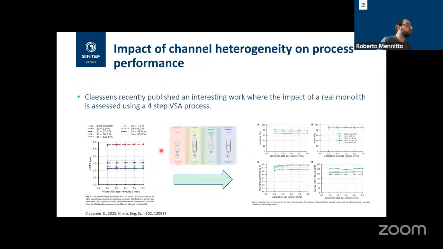So, to conclude the survey on real monoliths, there is a nice paper that came out recently from Claessens that investigated not only the effect of a real monolith on HTTP, we have already seen it from Schisel, of course, but investigated the effect of a real monolith, for instance, on a simple 4-step VSA process. And he noticed that a real monolith would always worsen the key performance indicators of the system, like recovery, throughput, and energy consumption. So the higher is the variance on the channel size, the lower is the recovery and throughput, and the higher is the energy consumption. The purity remains quite unchanged, mostly because it is an indicator related to sorbent interaction more than channel distribution. But I do suggest reading the paper for further information on real monoliths.